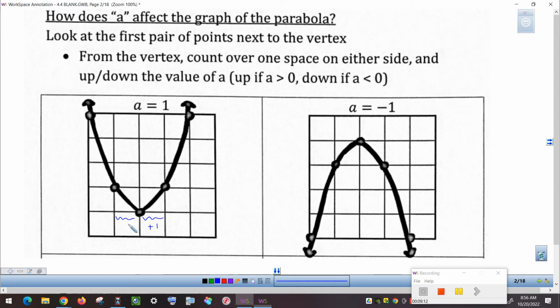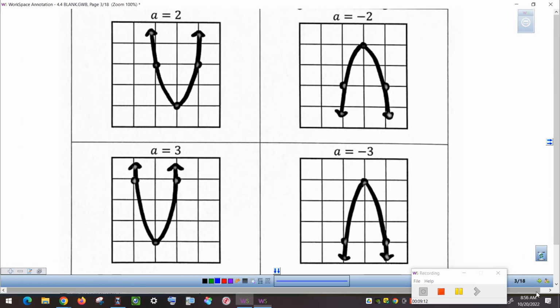And so from the vertex, we're going to count over 1 space on either side. I'm going to go over 1 space on either side, and notice that when A is 1, we're going up 1 space on either side. Over 1, up 1. Now, the other thing that's nice to do with this original one when A is 1, the next set of points from the vertex is over 2, up 4. All right, so it's either opening up if it's positive, or it's opening down if it's negative. This one is probably the most common. But it's possible that you have a different number for A.